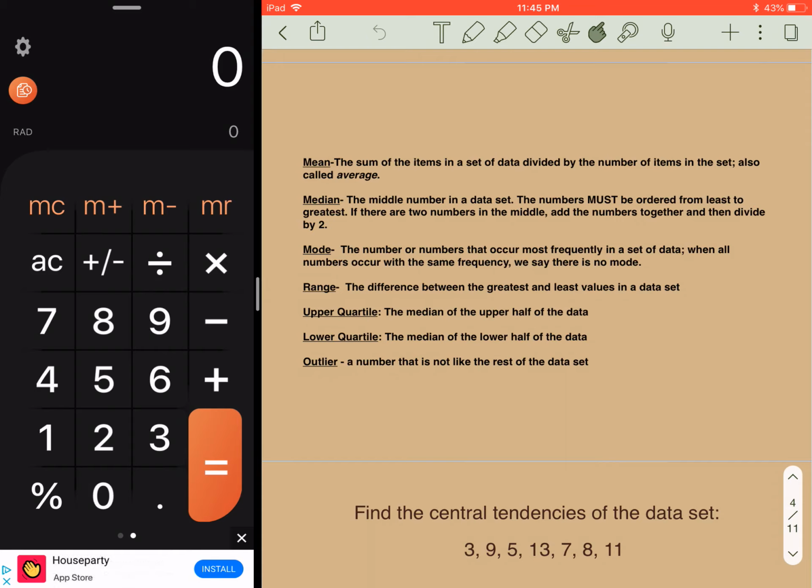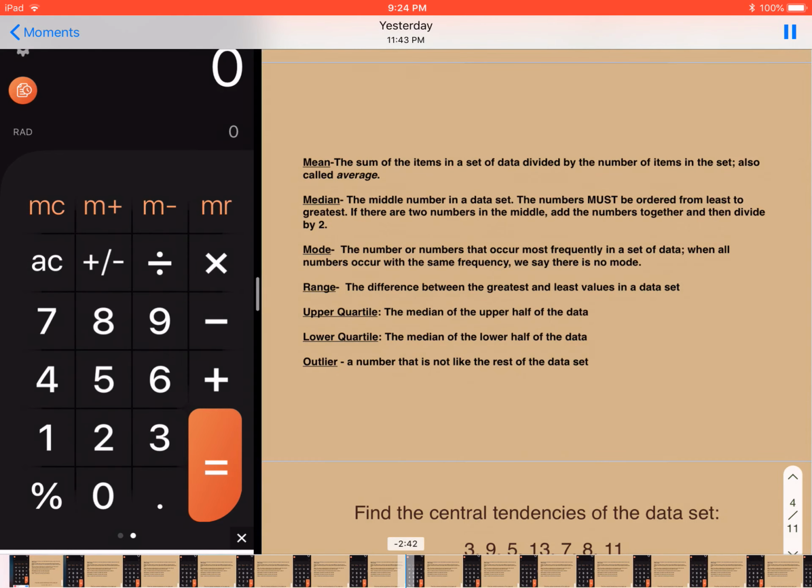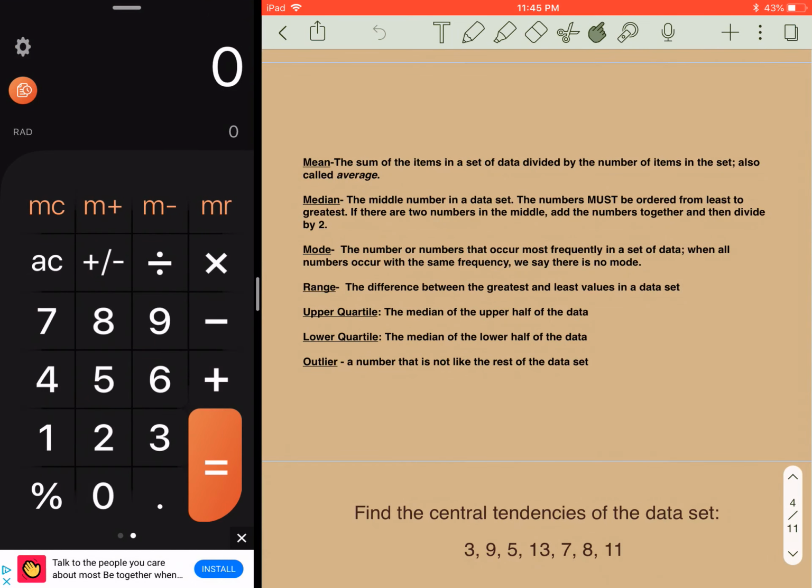Go through them real quick. We have a few. The first one is mean. That's another word for the average. What is the average of the numbers? What is a number that kind of represents the whole data set? The median is the middle number in the data set, and the most important thing about finding the median is that you order your numbers from smallest to biggest, or least to greatest.